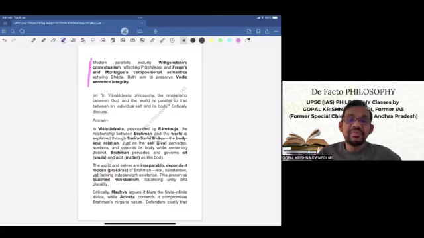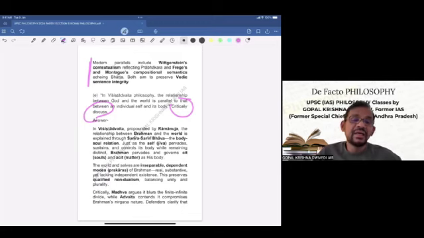In Visishtadvaita philosophy, the relationship between God and the world is parallel to that between an individual self and its body. Critically discuss. Here also critically discuss is there. So again critical evaluation has to be taken up; at least two paragraphs we have to write in evaluation and conclusion, the critical evaluation.